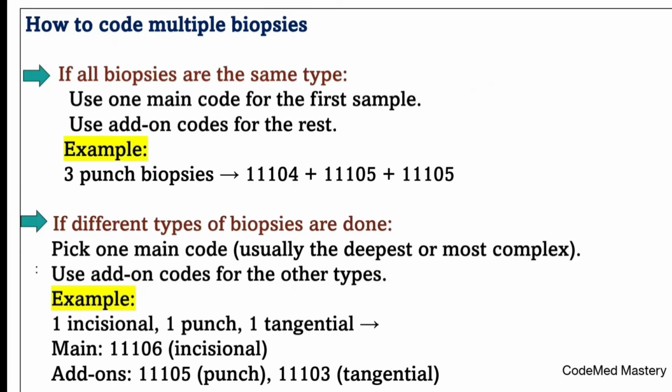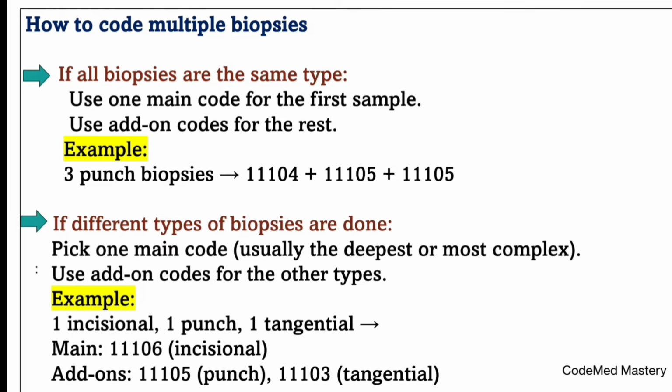Now let us learn how to code multiple biopsies. Here there are two considerations. The first one is if all biopsies are of the same type. If all biopsies are of the same type, then we will use one main code for the first sample and we will use add-on codes for the rest. For example, if there are 3 punch biopsies, what is the main code for punch biopsy? 11104. So we will use 11104 once, and for the remaining 2 we will use the add-on code, that is 11105 twice. So in total it will be 3 punch biopsies.